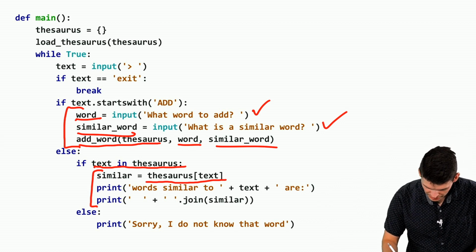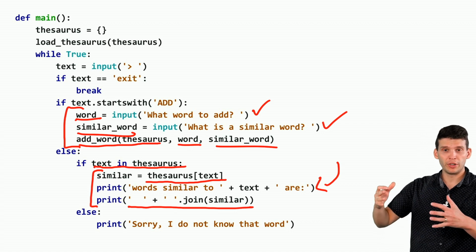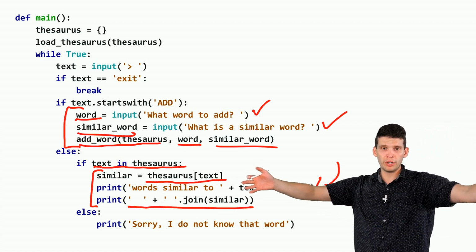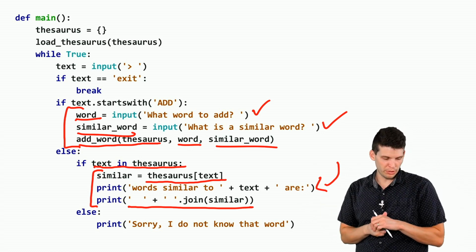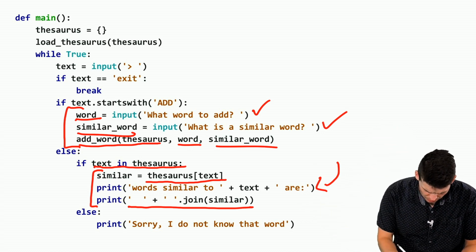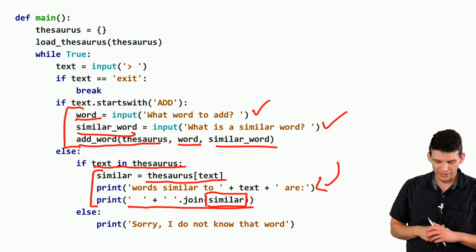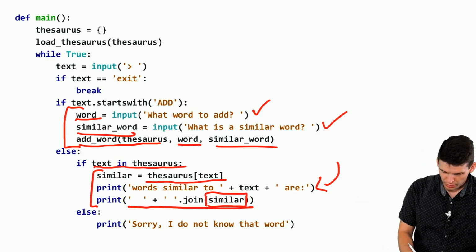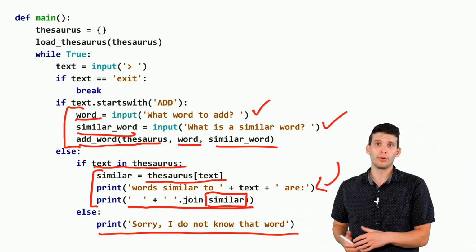And we can say print out words that are similar to text are. And then in this case, I use the join function to basically display those words, and kind of put spaces in between. And I guess one question would be, do I have to convert this to a list first? Well, we'll find out when I go to run this. And in the case, if you don't know about a word, you can just say, sorry, I don't know that word, something like that, and let the program continue.